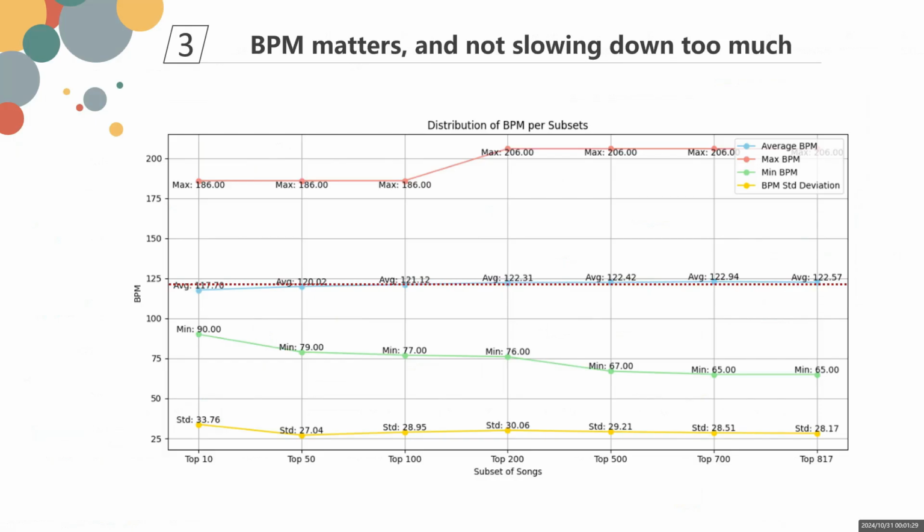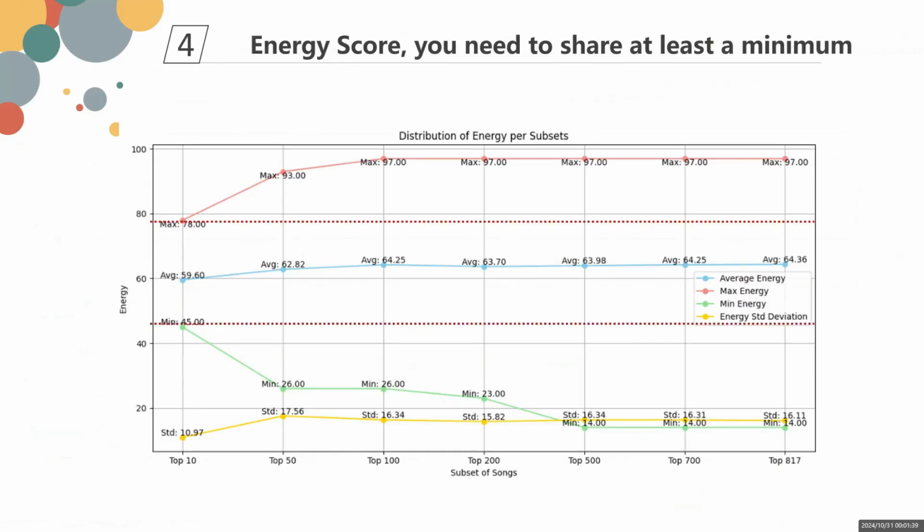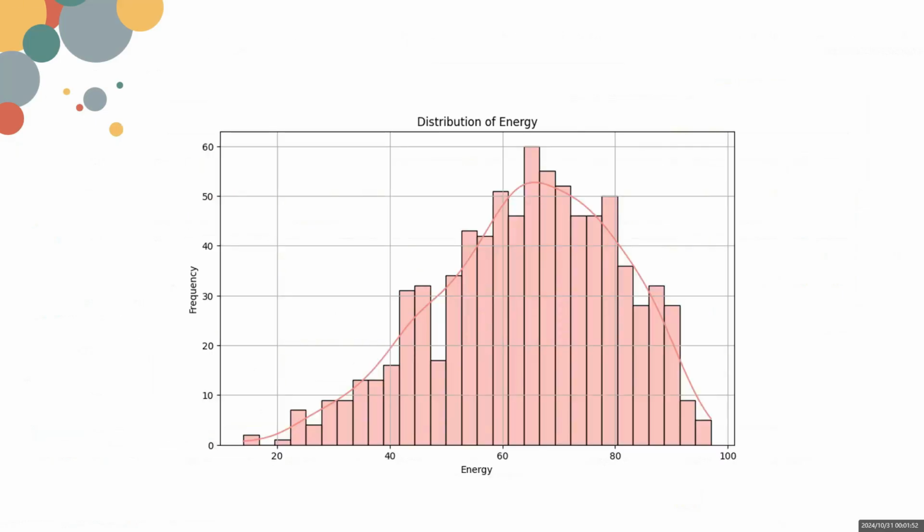It stays around 120. And for the energy score, you can see that the top 10 songs keep it between 45 and 78, with a very low standard deviation. The average is also pretty stable here. It's sometimes above 60 and sometimes a little bit lower. You can see from this bar chart, with a smooth curve here showing the distribution of energy levels. As you can see, most of the songs kept the energy level between 60 and 80.